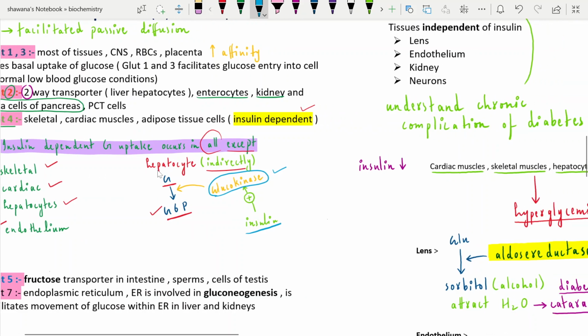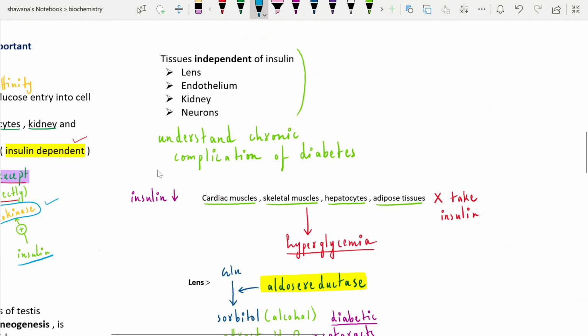Let's talk about the tissues which are independent of insulin. We have talked about the tissues which are dependent on insulin: the cardiac muscles, the skeletal muscles, and adipose tissues. But what are the cells that are independent of insulin? These are the cells of our lens, the endothelium, kidney, and neurons. These are independent of insulin for their glucose transport.